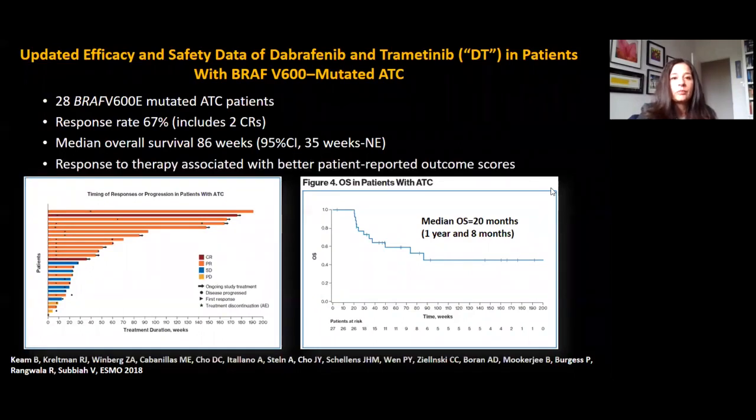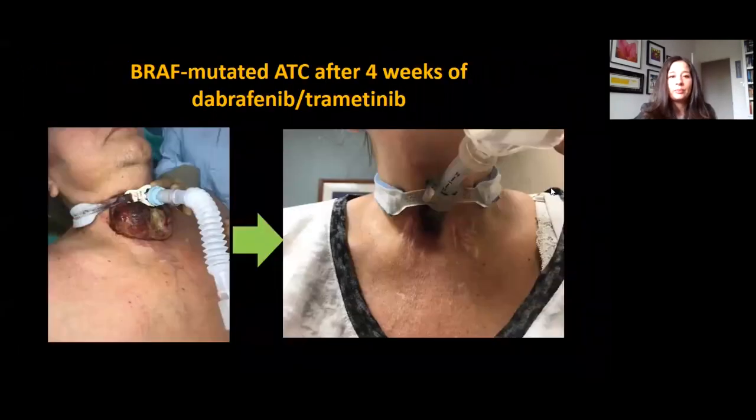trial. And patients actually, when they got responses to the treatment, they felt much better. That's what the patient-reported outcome scores are. So they, of course, if your tumor is shrinking in your neck and you're able to swallow and you're able to breathe better, then of course you're going to feel better.